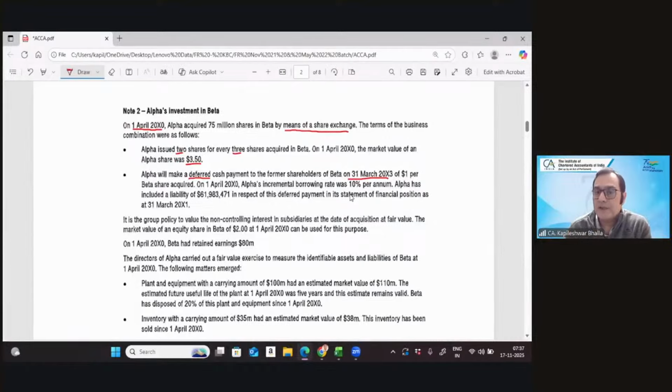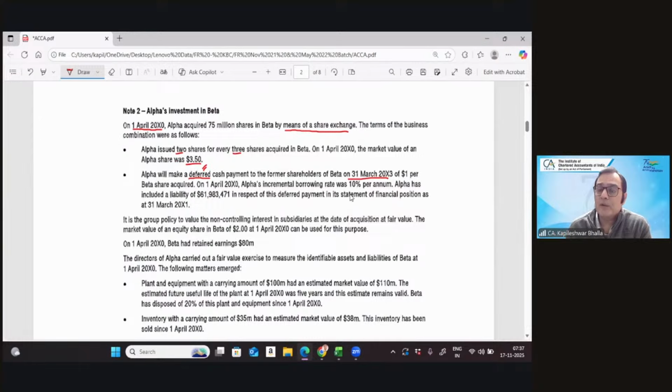I think the word deferred itself is indicative that there is a DC, a deferred consideration. And I think all the thoughts as you read the word DC should come to your mind that yes, we need to consider a present value, and we also need to consider the unwinding of discount as well.